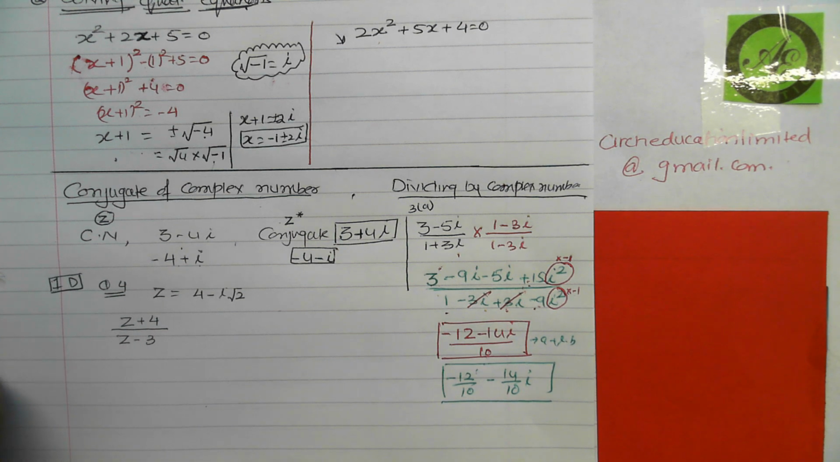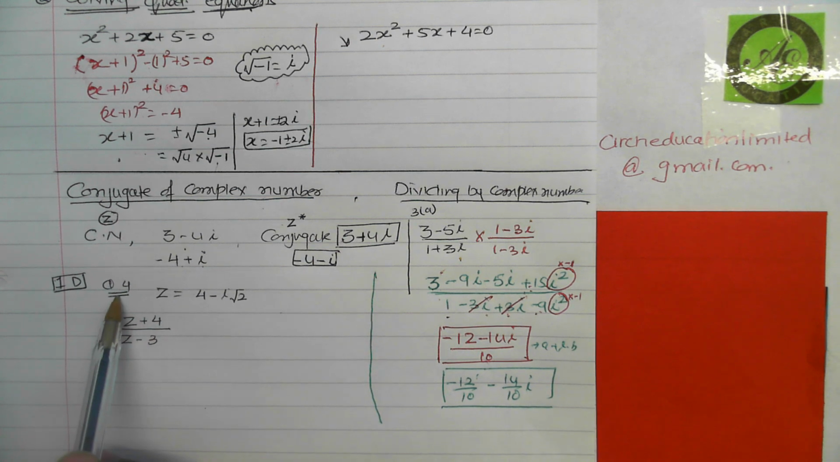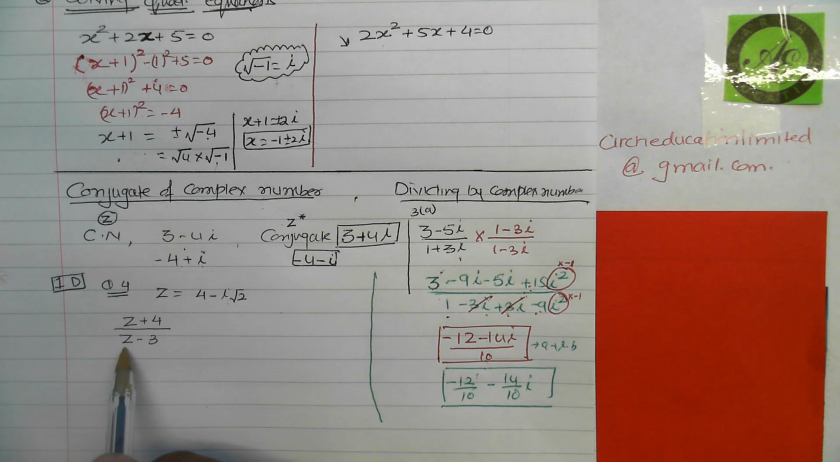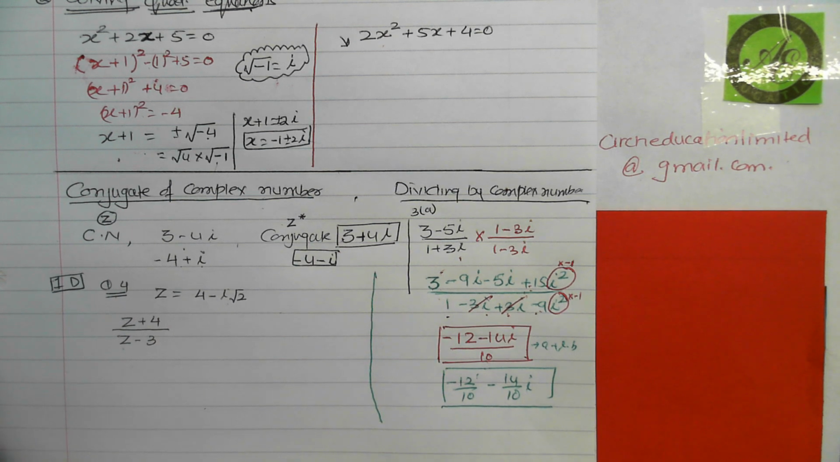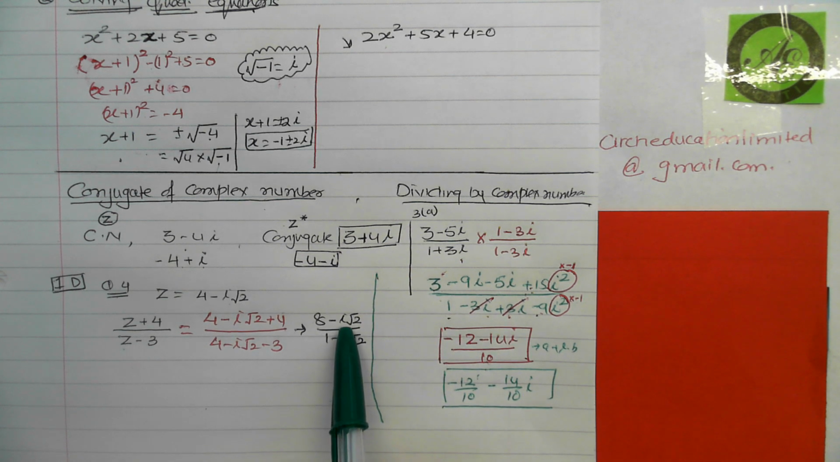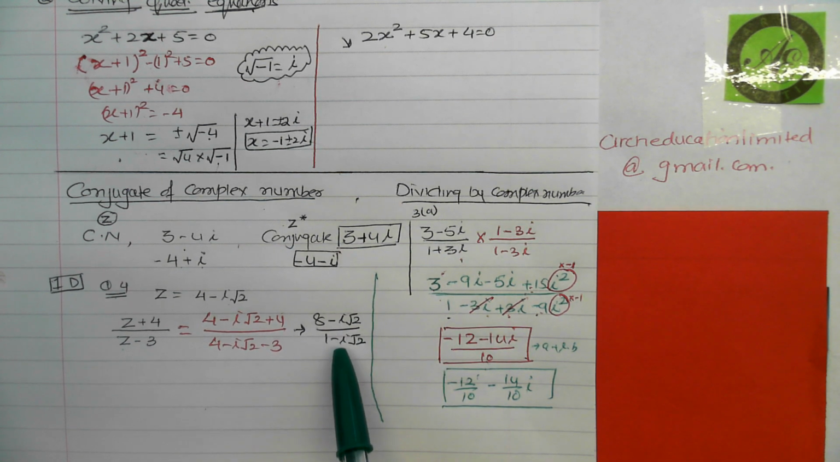All right, now we attempt question number 4 on exercise 1D. It says z equals this complex number, and we're going to find the value of z plus 4 divided by z minus 3. Step 1, we put z in place and simplify to see what the complex number is. And we get 8 minus iota root 2 over 1 minus iota root 2. So this is now the same as this question. Dividing something by a complex number. In both cases, we have a complex number divided by a complex number.